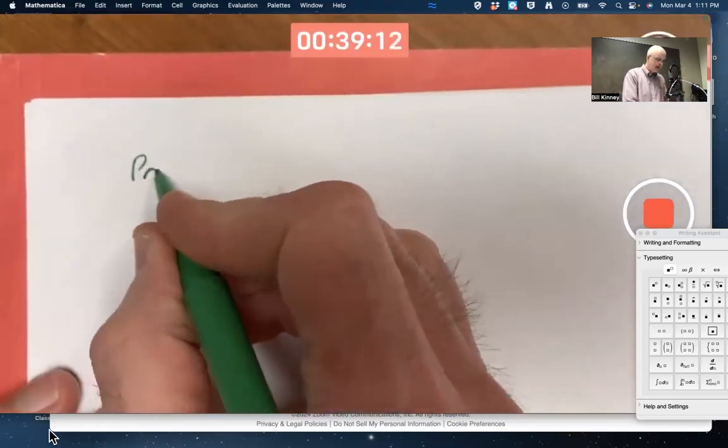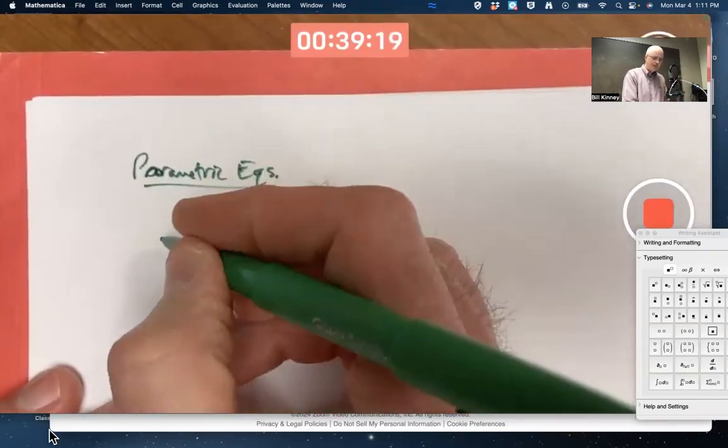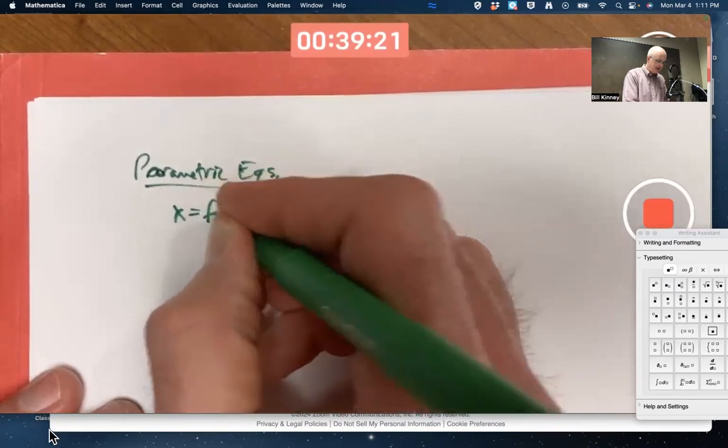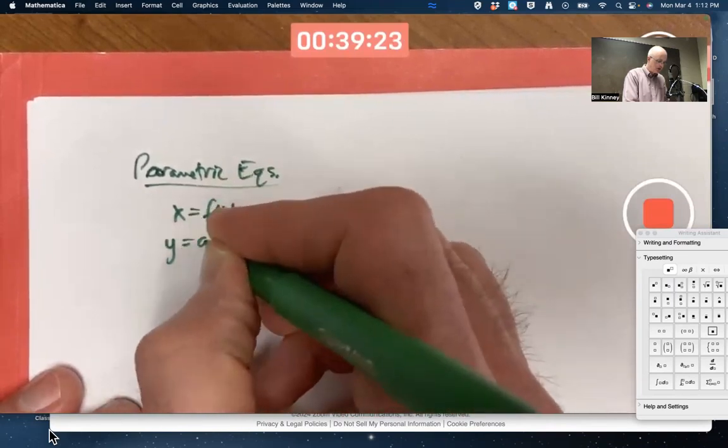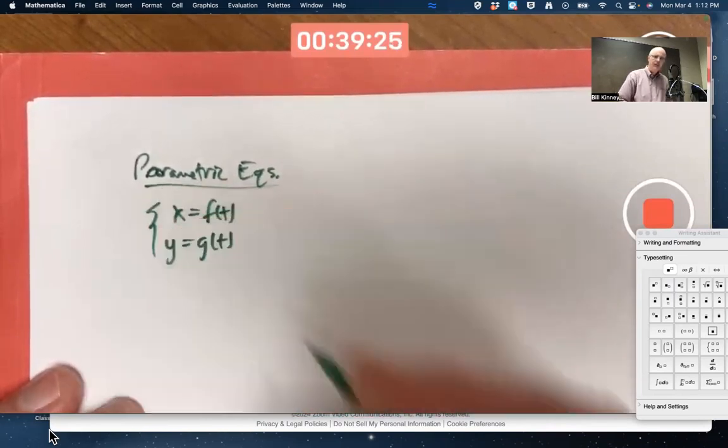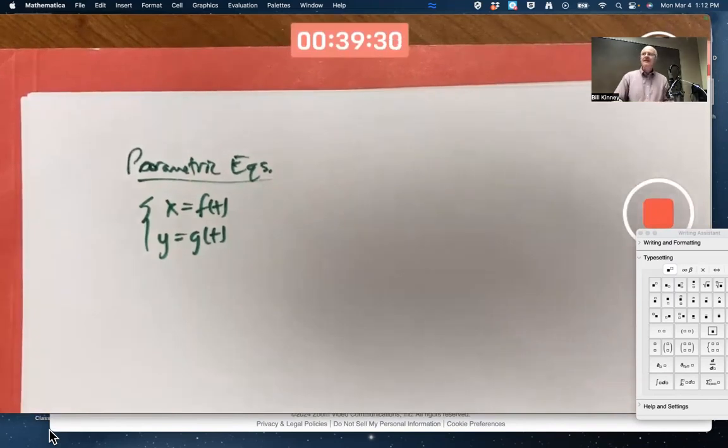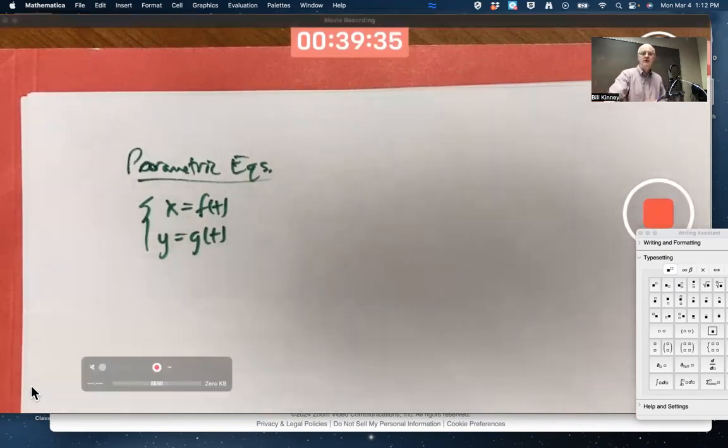You've got a system of parametric equations, x equals f of t, y equals g of t, and you're trying to find the distance traveled. Remember what parametric curves model? They model motion.